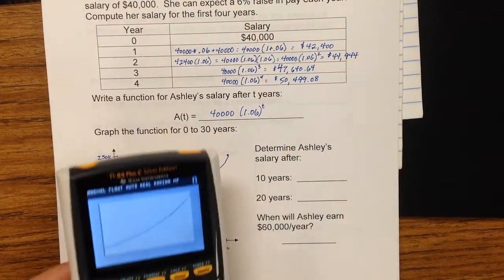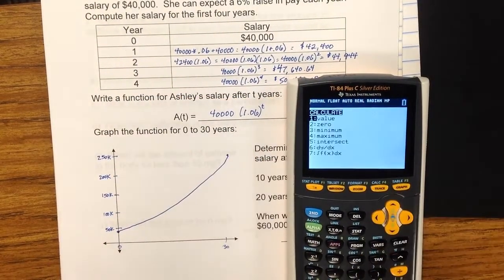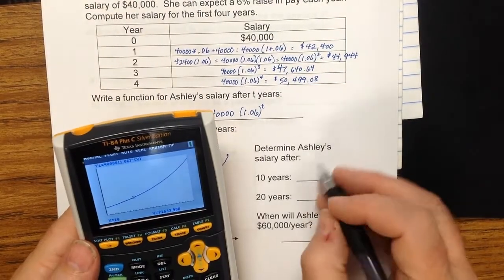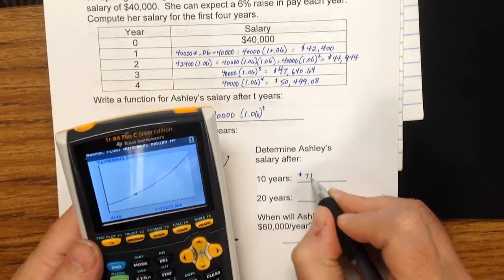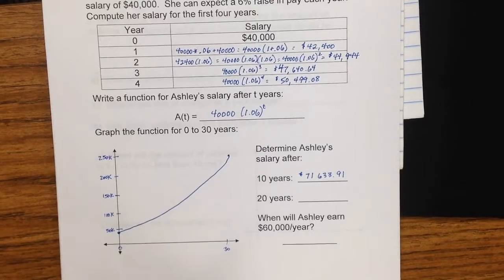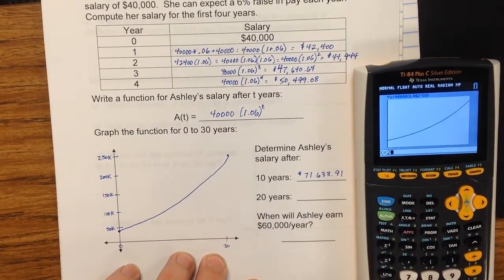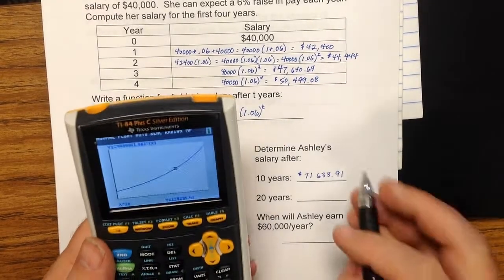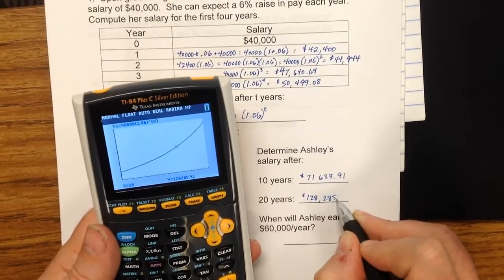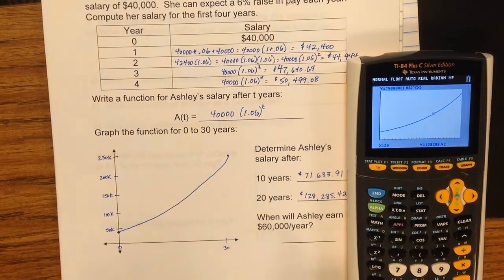So determine Ashley's salary after 10 years, 20 years. We can easily do that with our calculator by using second trace 1. So I'm going to put in 10 for x, and I get a salary of, and I'm going to, again, rounding this to the nearest penny, $71,633.91. 20 years, I don't have to hit second trace 1 again. I can just hit 20. Press enter. I've got $128,285.42.